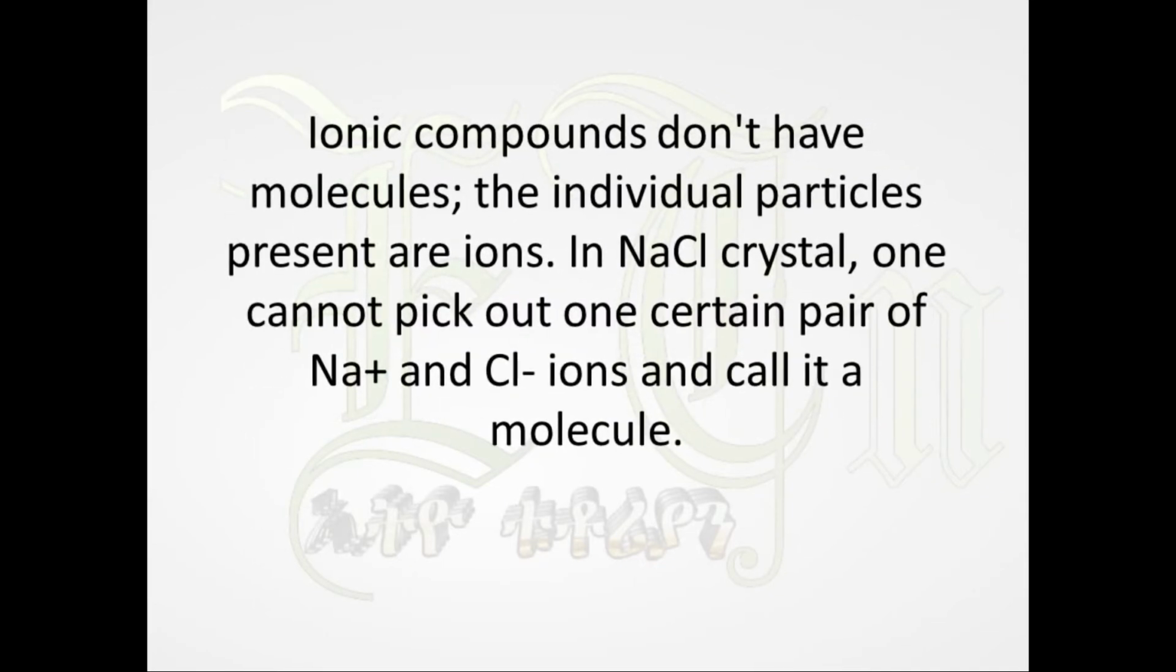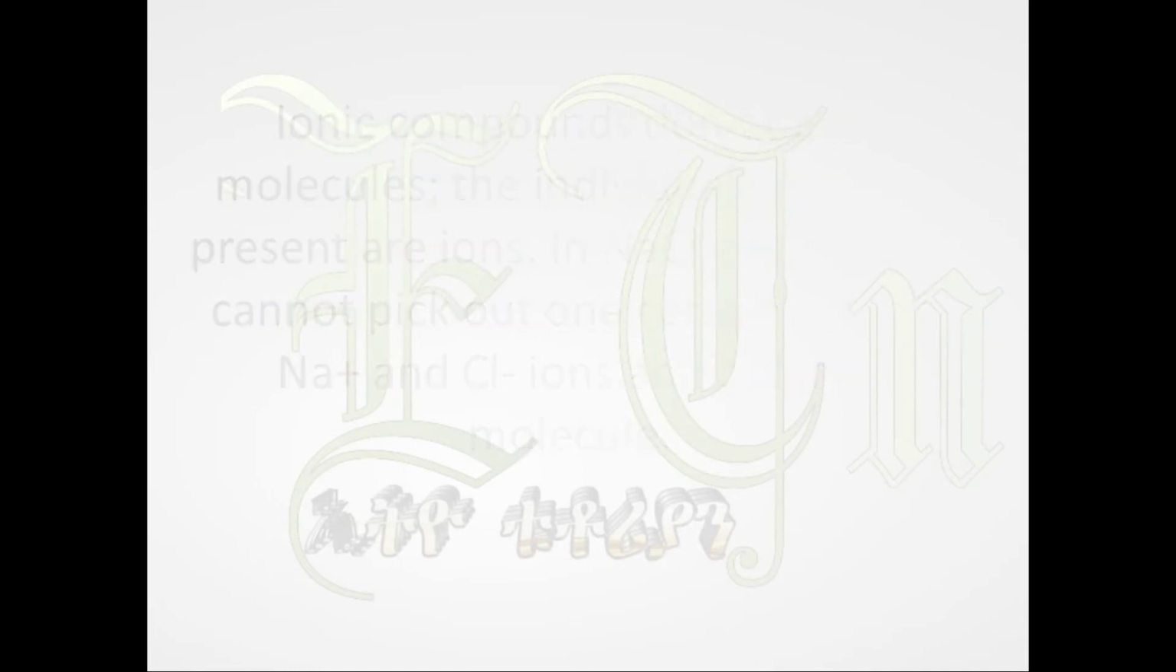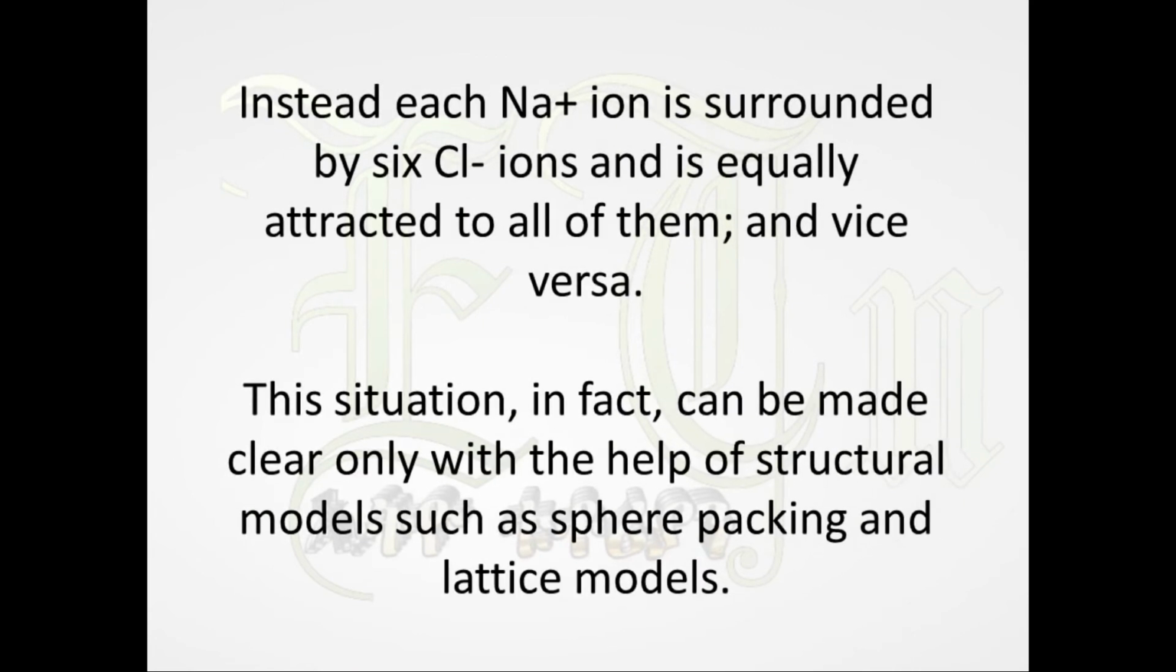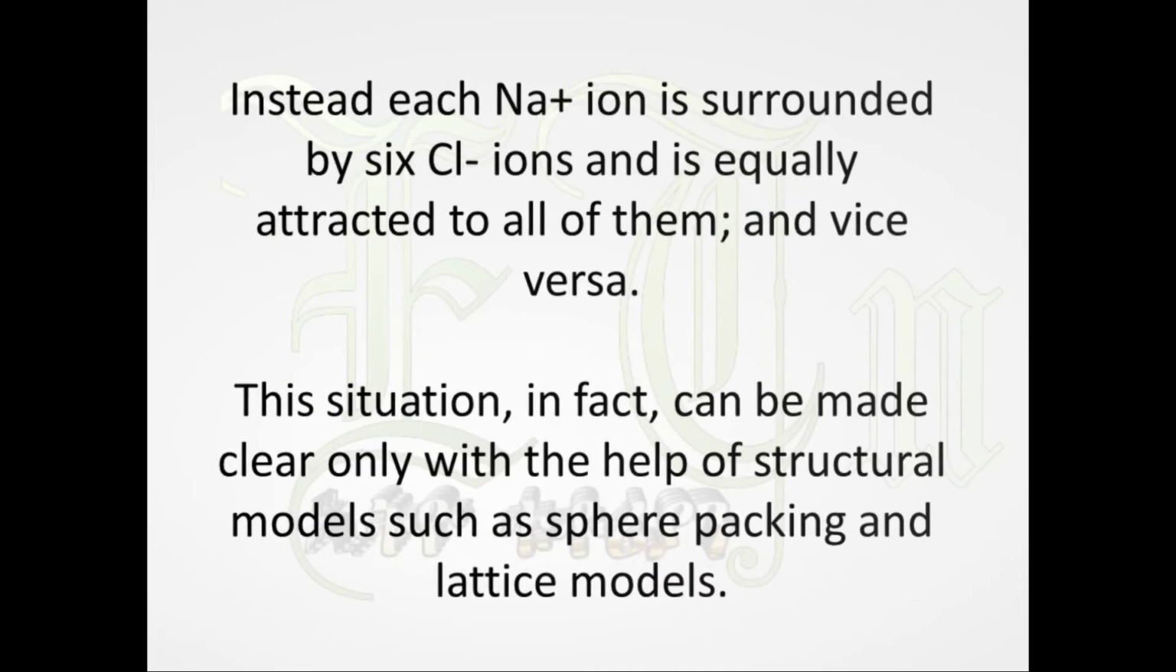Ionic compounds don't have molecules, the individual particles present are ions. In a NaCl crystal, one cannot pick out one certain pair of Na+ and Cl- ions and call it a molecule. Instead, each Na+ ion is surrounded by 6 Cl- ions and is equally attracted to all of them, and vice versa. This situation, in fact, can be made clear only with the help of structural models such as sphere packing and lattice models.